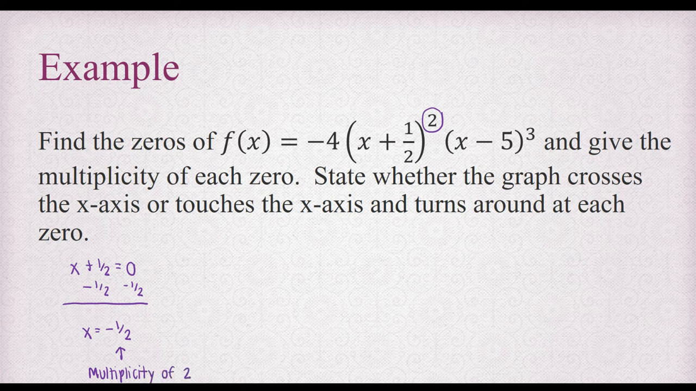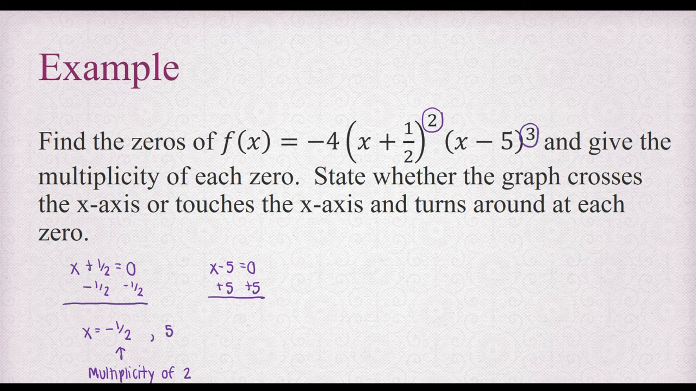So it says give the multiplicities of each 0. So that's one of my answers. Because I have that exponent of 2 that tells me that equation technically needed to be written twice, I have an even multiplicity, a multiplicity of 2. The next factor is x minus 5. I get to set that equal to 0. So I just then have to add 5 to both sides. 0 plus 5 is going to give me 5. And so that is my other 0.